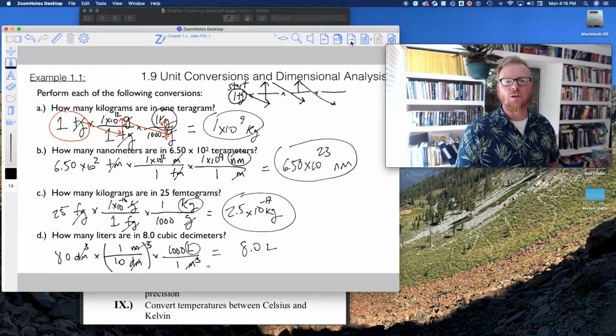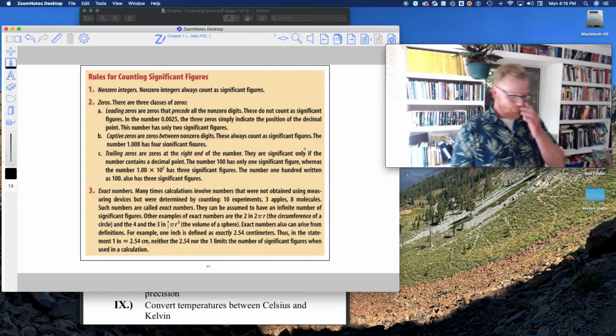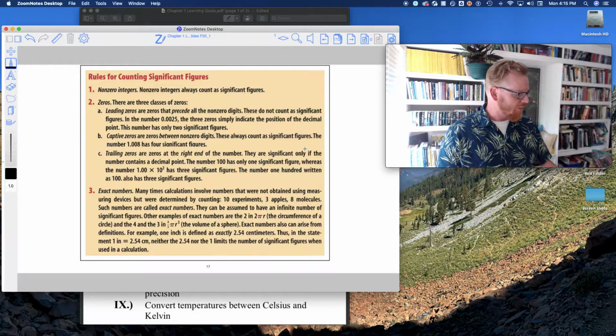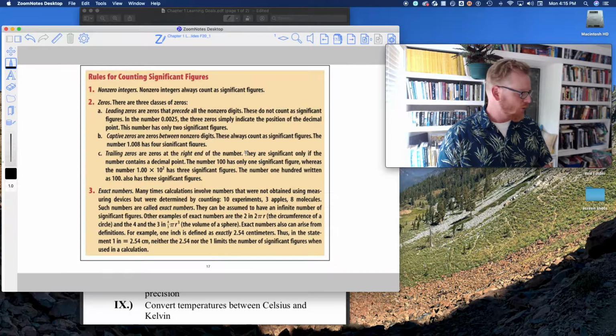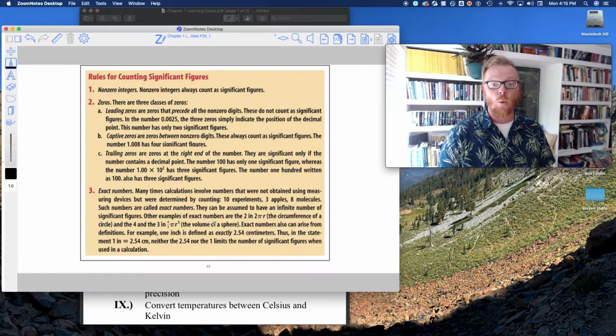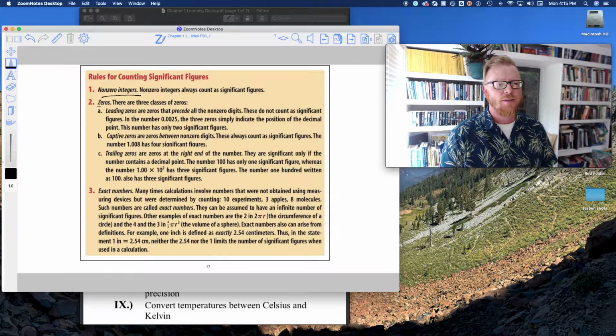Moving along here, now I want to talk about significant figures. Significant figures are going to be really important in this class, as well as the rest of your science classes. So I'm going to walk you through. Here are all of the rules. Instead of reading you all these rules, we're just going to walk through some examples. I'll hit on these very briefly. There are non-zero integers, there are zeros, and there are 3 different types of zeros, and then there are exact numbers.